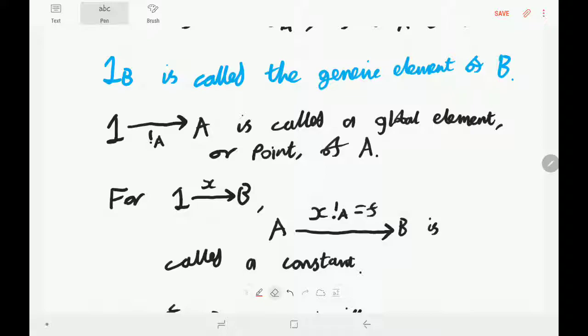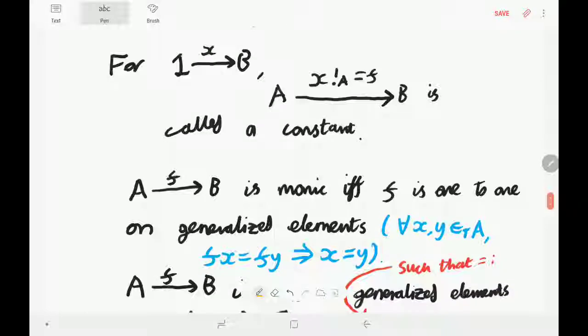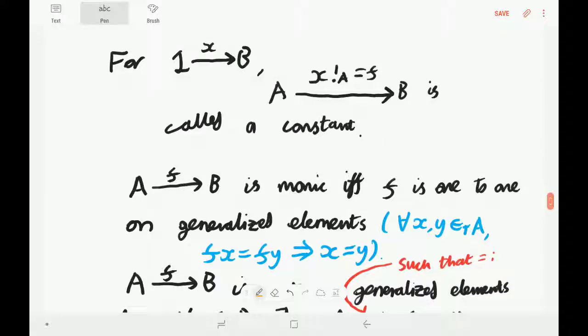So again, it's good to think about the category of sets. Very often in category theory, think of this category of sets, which has objects as sets and arrows as functions, and you can gain intuition for what these things mean. Now we can think more about what these different concepts mean in terms of generalized elements.